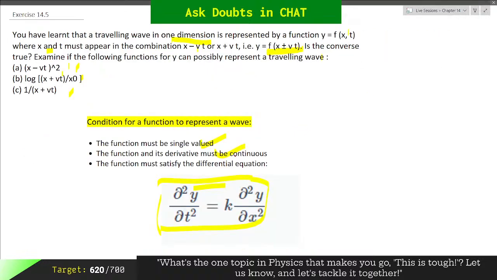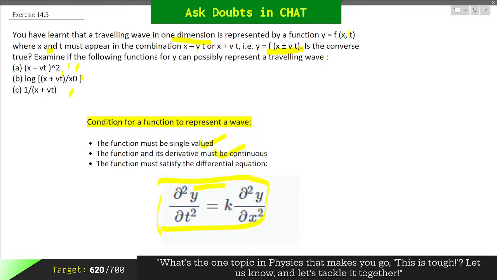The next question is, you have learned that a traveling wave in one dimension is represented by the function y equals f(x, t), where x and t must appear in the combination x minus vt or x plus vt, that is y equals f(x ± vt). Is the converse true? Examine if the following functions of y can possibly represent a traveling wave. So the converse is not true.